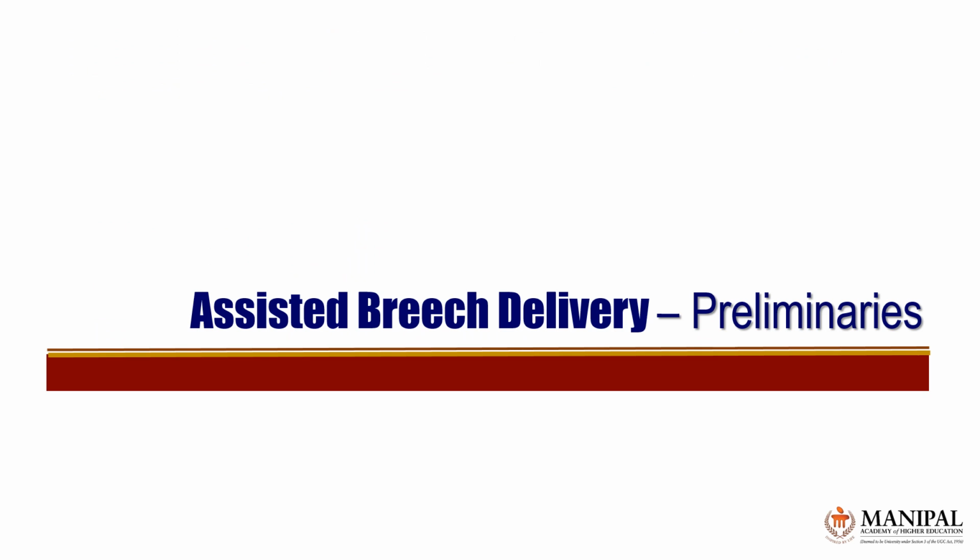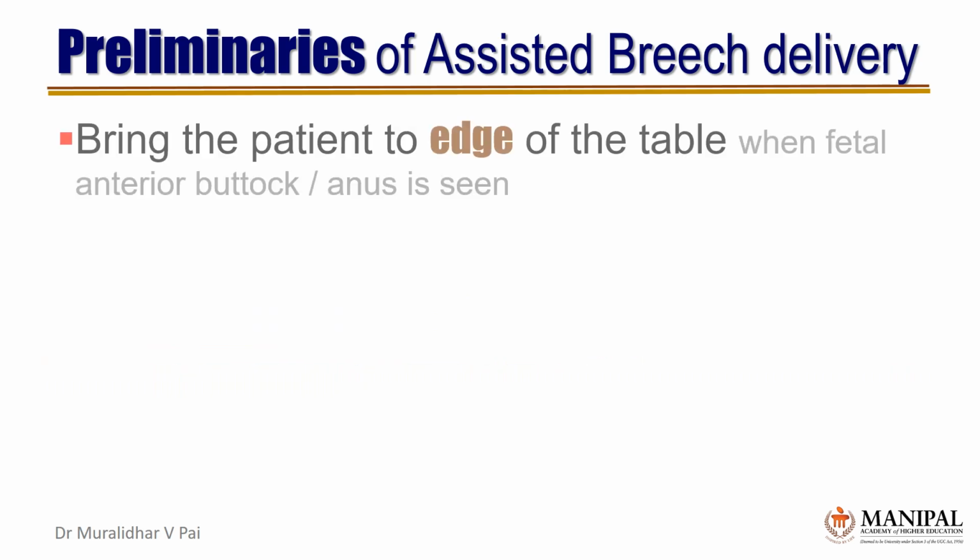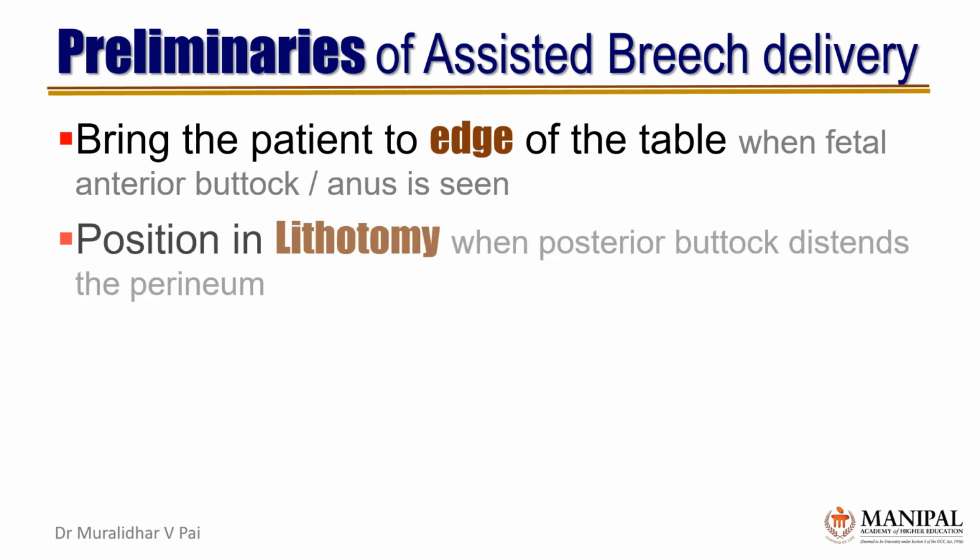Before I go to the actual steps of assisted breech delivery, let me explain some of the preliminaries to be done. Bring the patient to the edge of the table when fetal anterior buttock or anus is seen. This is important because as the buttocks and trunk emerge, they can hang out from the introitus of the mother, and at the time of delivery of the head, it's easier to do that maneuvers.